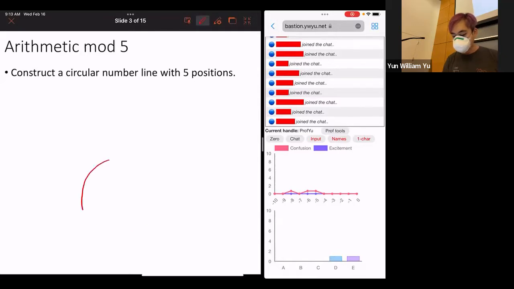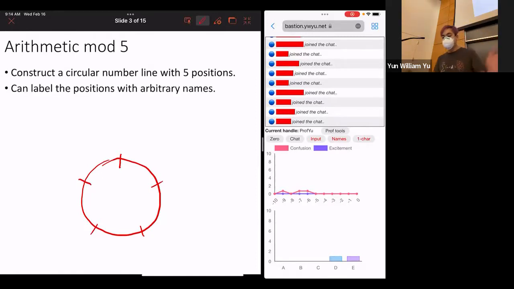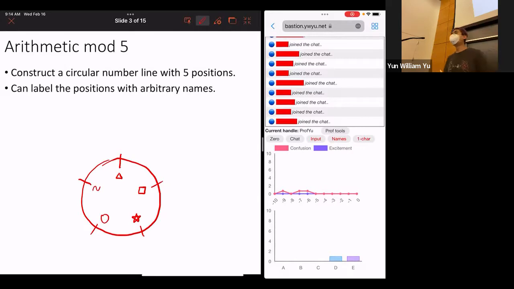So let's draw a circle, and let's say that's 1 position. Let's see, 2, 3, 4, 5. Okay, we have 5 positions, and in theory we could label these with any names we wanted to. So if we wanted to, we could call these things triangle, square, star, circle, squiggly, whatever you want.